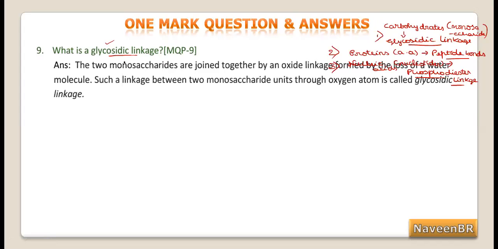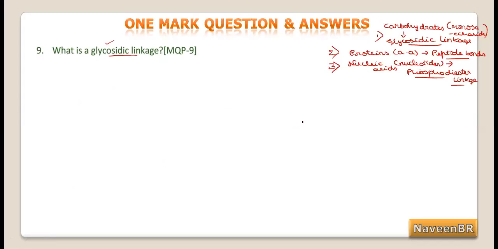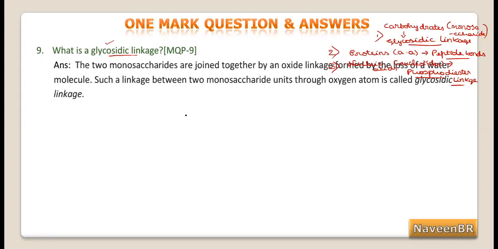Now if you observe, the two monosaccharides are joined together by an oxide linkage formed by the loss of a water molecule. Such a linkage between two monosaccharide units through an oxygen atom is called a glycosidic linkage. It is mentioned in detail, so you just recall that information and remember it as glycosidic linkage.